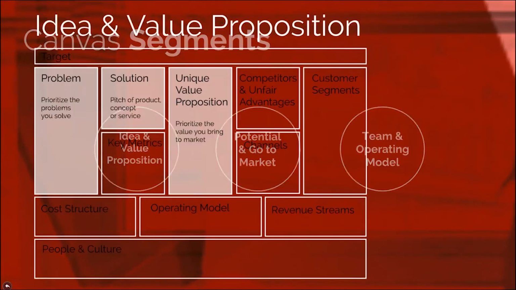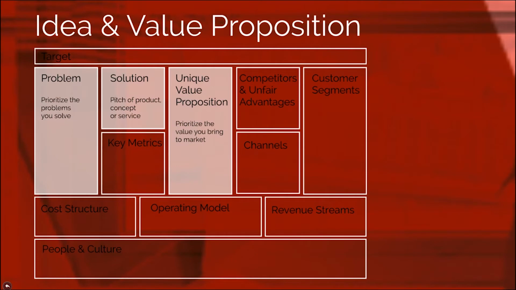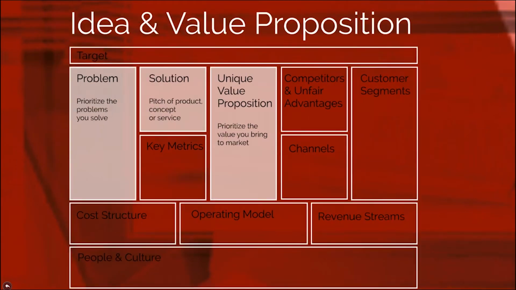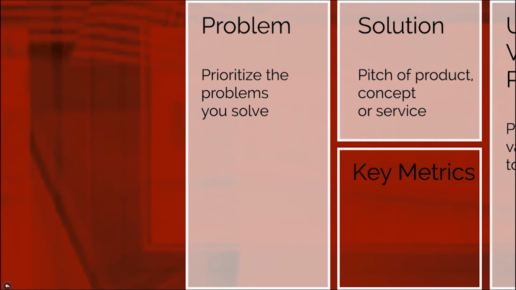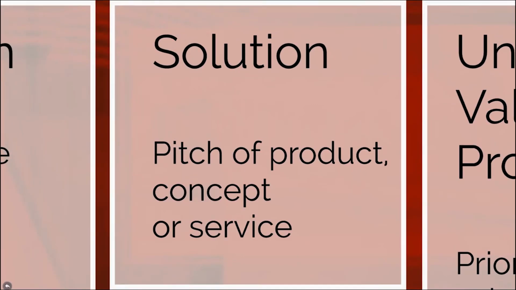This segment is named idea and value proposition, and it consists of 3 building blocks. Its purpose is to identify and validate what problems your solution solves in the market and what value your solution brings to the market. Block number 1. Here you define what specific problems your solution solves in the market. Be selective and prioritize the most important problems.